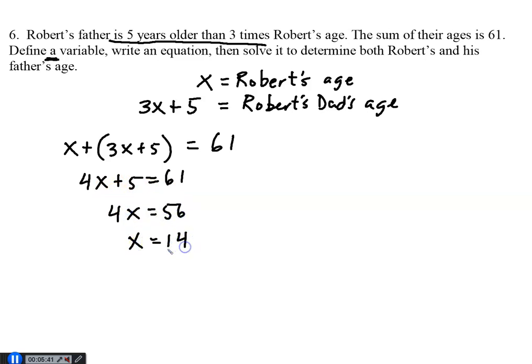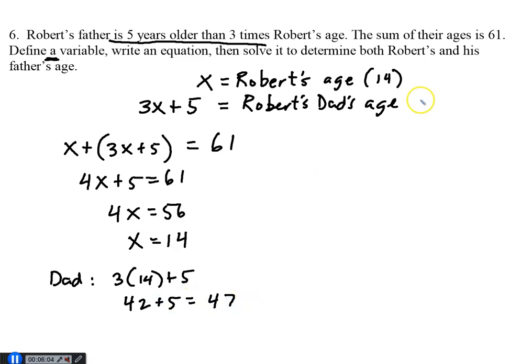So x is 14. X stands for Robert's age. And now I can use that value for x, and I can find out how old Robert's dad is. So 3 times 14 plus 5. 3 times 14 is 42 plus 5. So apparently Robert's dad is 47.